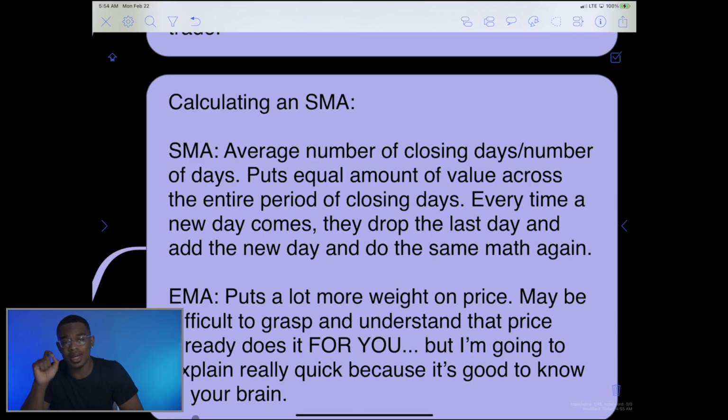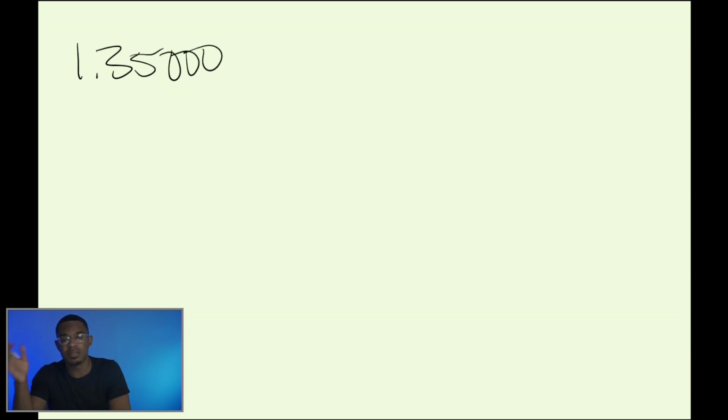To calculate an SMA, just like I said, you take the closing prices and divide the sum by the number of days. An SMA puts an equal amount of value on all the days you decided to use for that period. Here's an example. Obviously price is more like 1.35000, but let's just use basic numbers, like 15, 20, 13, whatever the case may be.